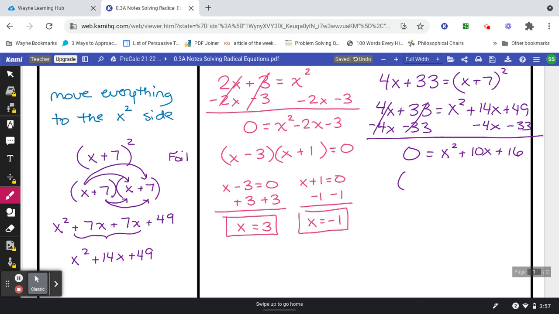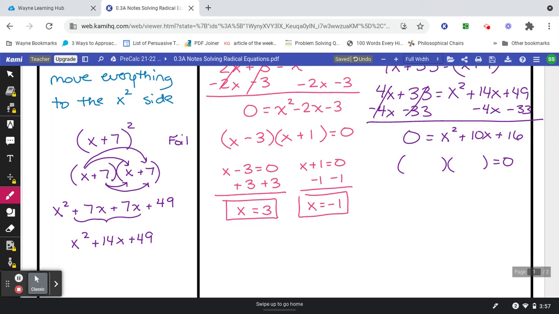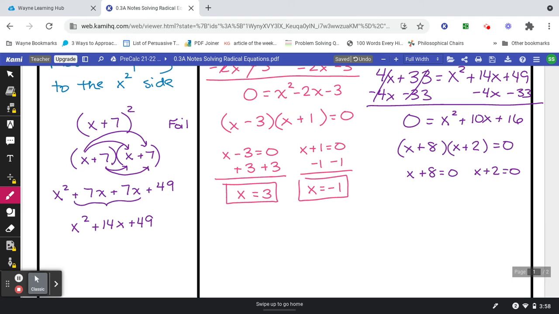We'll factor. Find numbers that multiply to 16, add to 10. It's going to be the pair 8 and 2. And we'll set that equal to 0 and solve. Subtract 8. And subtract 2.